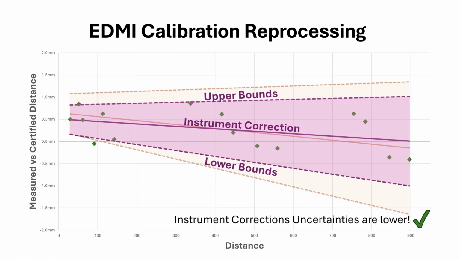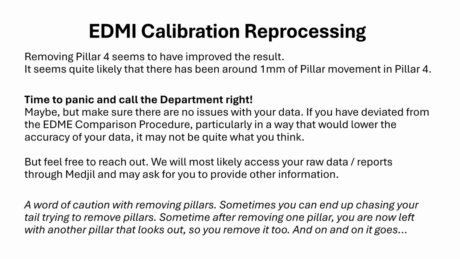In purple, we can see the adjustment with the observations to pillar 4 removed, sitting on top of the original adjustment in orange. We can see the bounds have moved closer together towards the line of best fit, as the uncertainty of the instrument corrections are lower. So hopefully this will make it a little bit easier to visualize what happens when we remove these observations. So in summary, removing pillar 4 seems to improve the result. It seems quite likely that there has been around 1 millimeter of pillar movement in pillar 4.